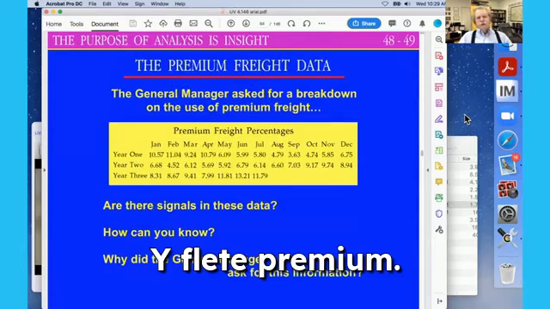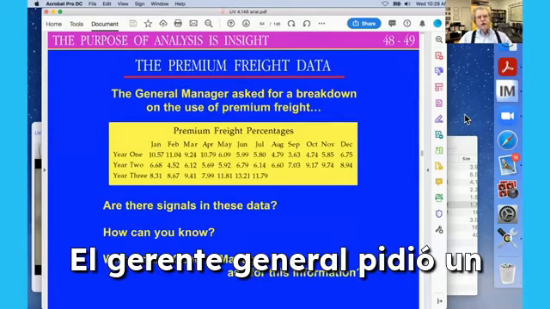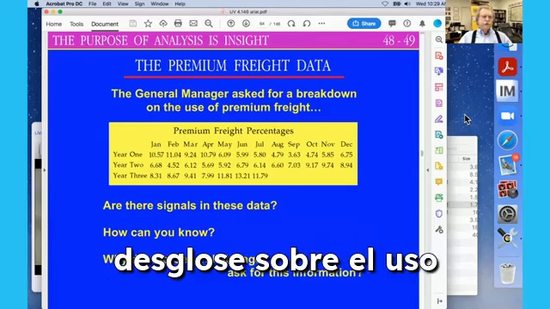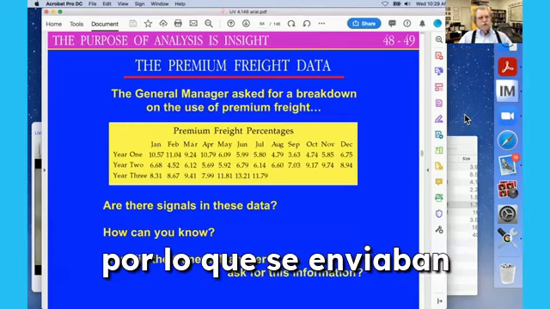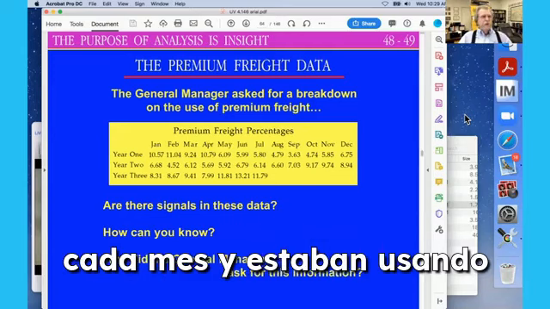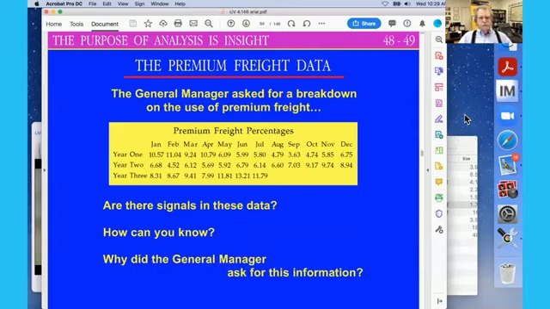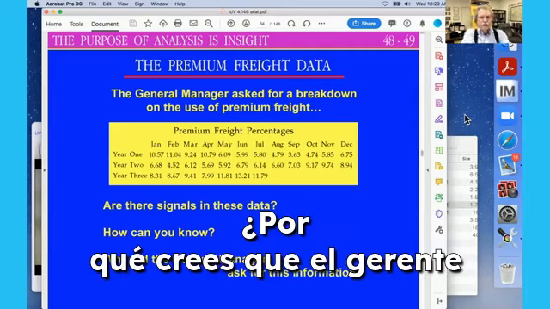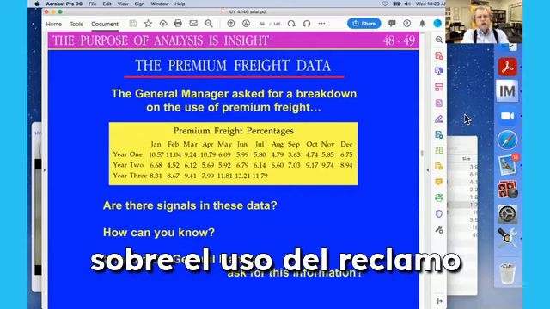And premium freight. The general manager asked for a breakdown on the use of premium freight. This was a large assembly operation, so materials were shipped in. They had several thousand shipments each month, and they're using a lot of premium freight. Why do you think the general manager asked for an explanation on the use of premium freight?